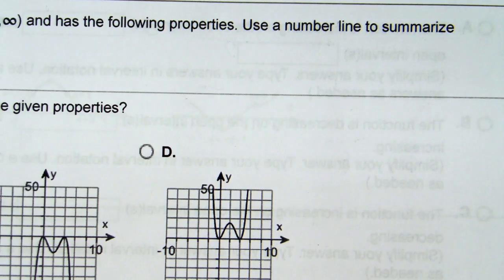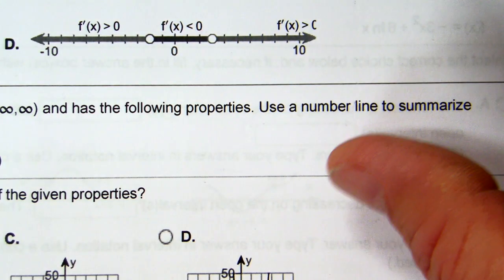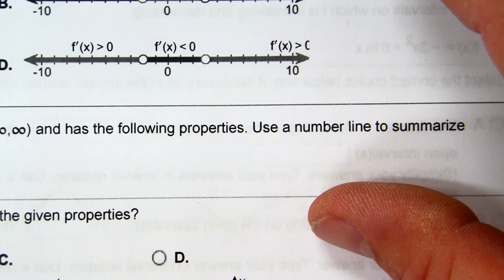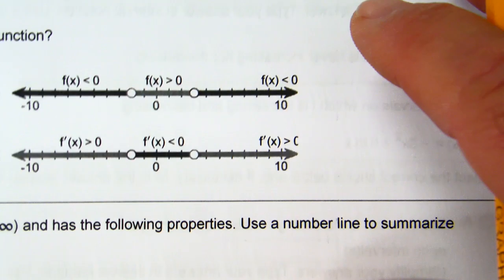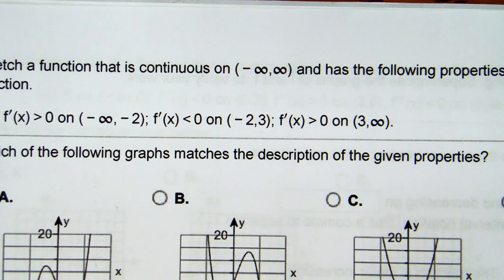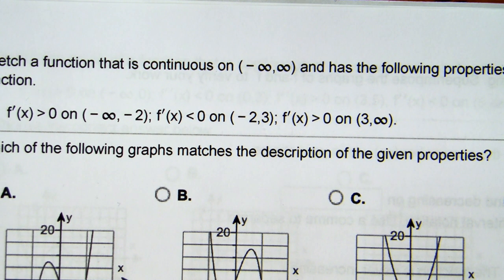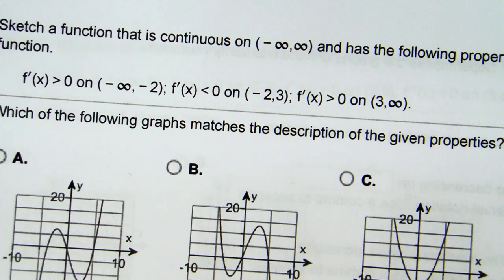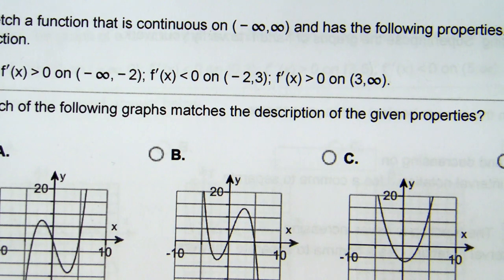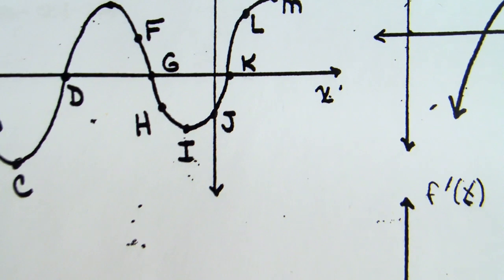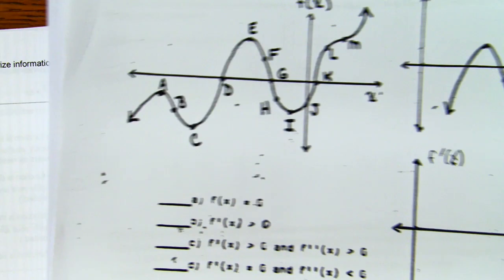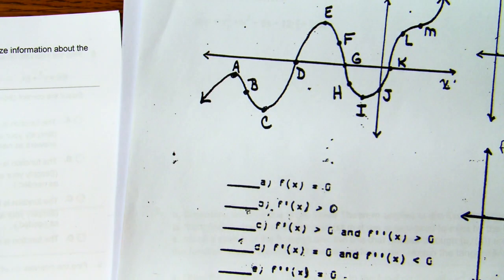All right, number 6. Sketch a function that is continuous from negative infinity to positive infinity that has the following properties. Use a number line to summarize the information about the function. Okay. Now this would be a good point to remind you what all these things are. So I'm actually going to do this quick and then come back to question number 6.